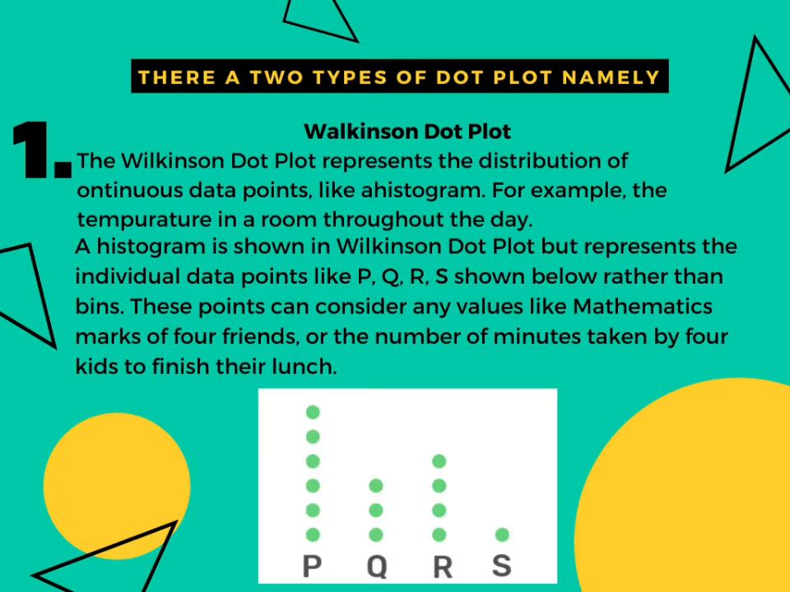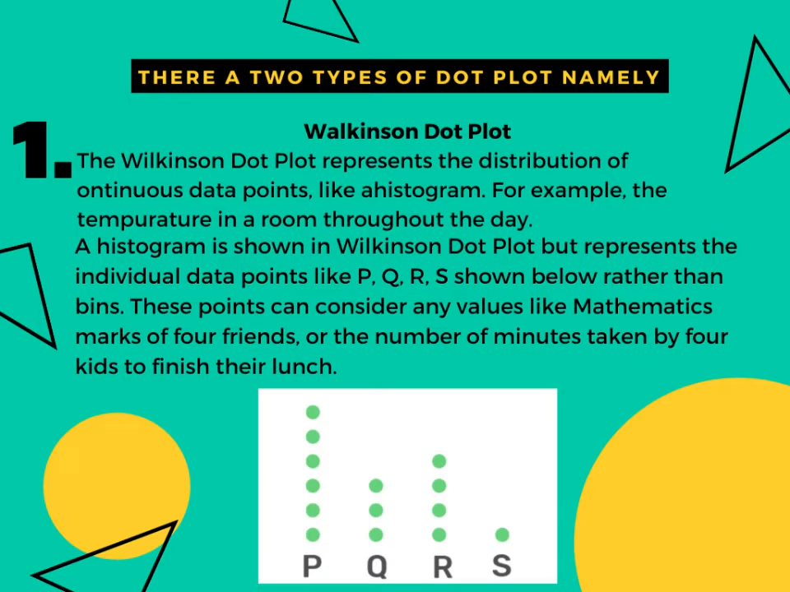There are two types of dot plot. The first one is the Wilkinson dot plot. The Wilkinson dot plot represents the distribution of continuous data points, like a histogram. For example, the temperature in a room through the day.